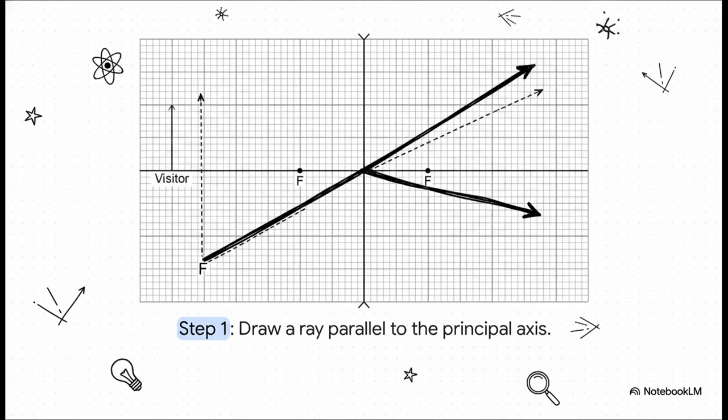Right, first things first. To grab that first mark, we draw our first ray of light. You start at the very top of the object, our visitor, and draw a straight line parallel to that central axis until it smacks into the lens. Now, because this is a concave lens, the ray bends outwards, or refracts, so it looks like it's coming from the principal focus, that point F, on the same side as the visitor.